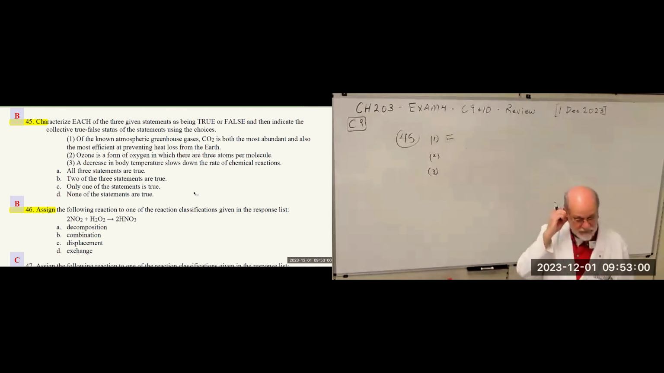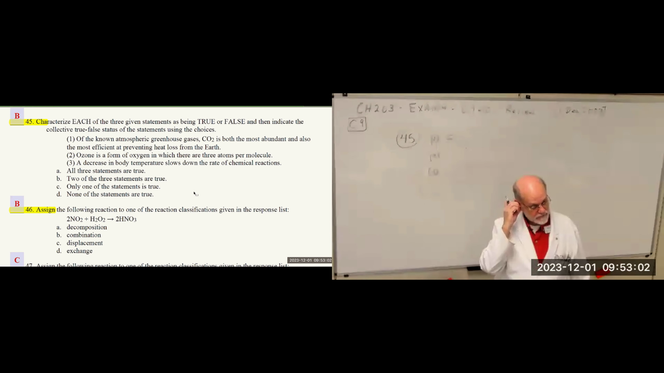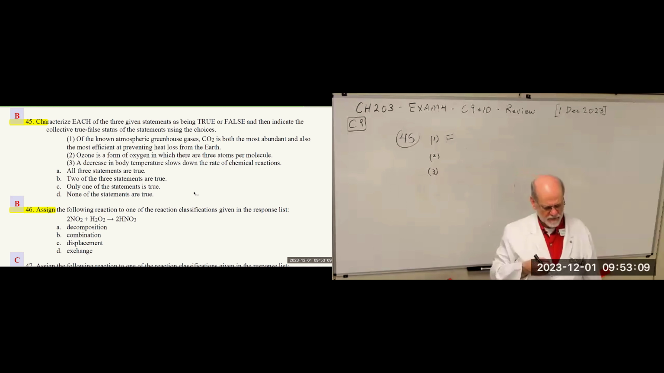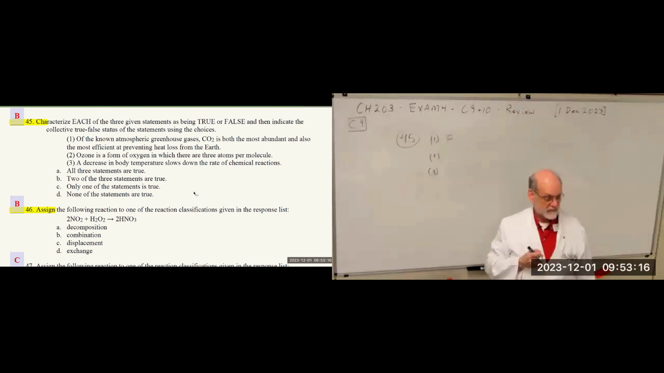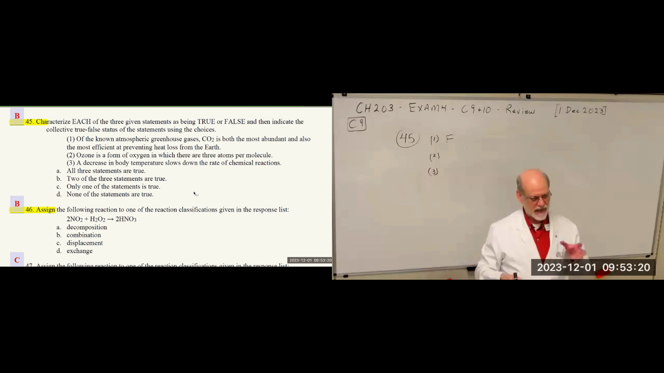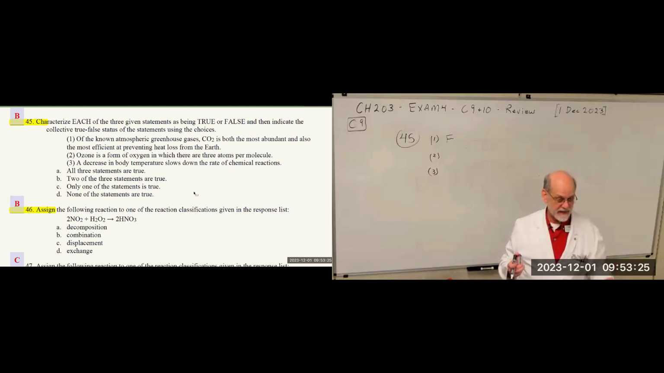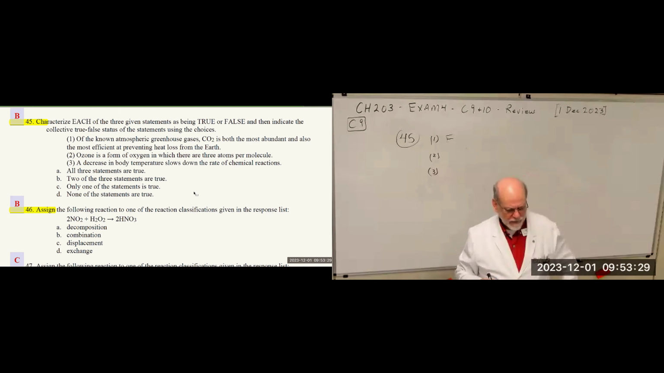CO2 is not the most efficient absorber of infrared radiation, which keeps the earth warm. There are several other molecules that are much, much more efficient. Methane's one of them. And it's not the most abundant. The most abundant gas, well, aside from nitrogen and oxygen and argon, the most abundant gas in the atmosphere is water. So 1 is false. How about 2?